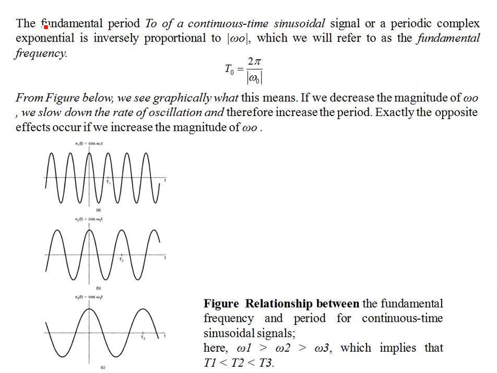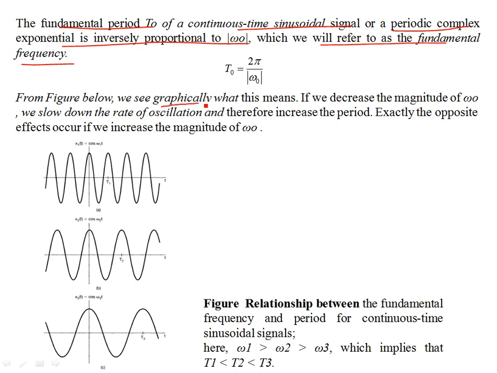To discuss this a little bit further, you see the fundamental period T naught of a continuous time sinusoidal signal or a periodic complex exponential is inversely proportional to the rate of oscillations, or the angular frequency omega naught, which we'll refer to as the fundamental frequency.